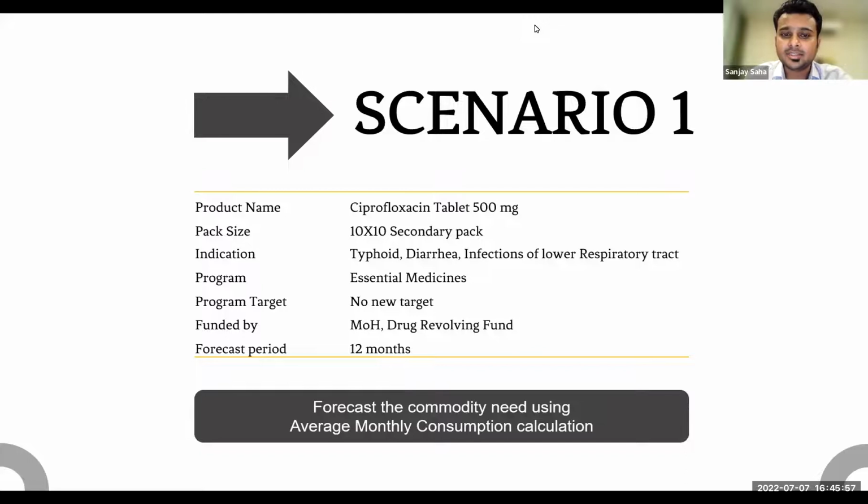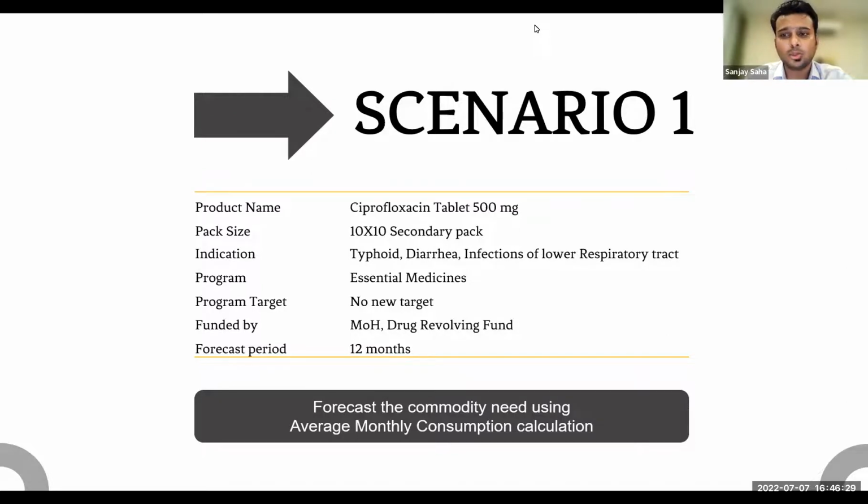So in scenario 1, we are going to create a forecast for ciprofloxacin 500 mg tablet, which comes in a 10 by 10 secondary pack, which means in the secondary pack, there are 100 tablets. It is used for typhoid, diarrhea, and infections of the lower respiratory tract in District X based on their standard treatment guidelines. It's under the program of essential medicines. In terms of program target, there are no new targets.